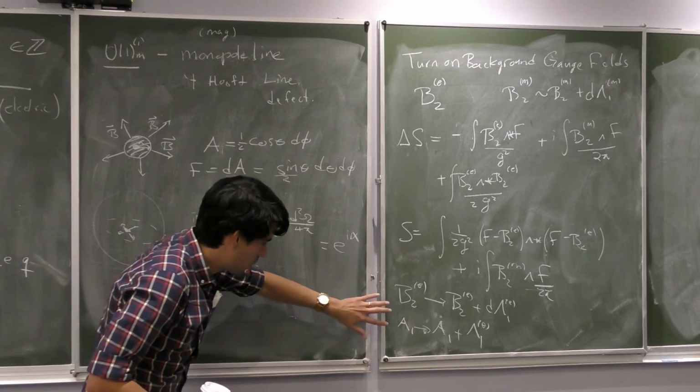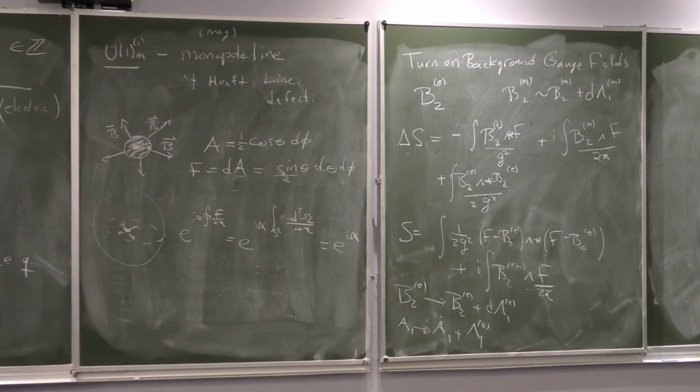lambda 1. And another way you can say that the electric symmetry acts, besides measuring the electric charge inside and outside, is that the symmetry actually acts by shifting this A1 to A1 plus lambda 1. And if this lambda 1 has an integral, which is a U1 value, that multiplies this Wilson line by a phase. So this is equal to e to the i lambda times the Wilson line.